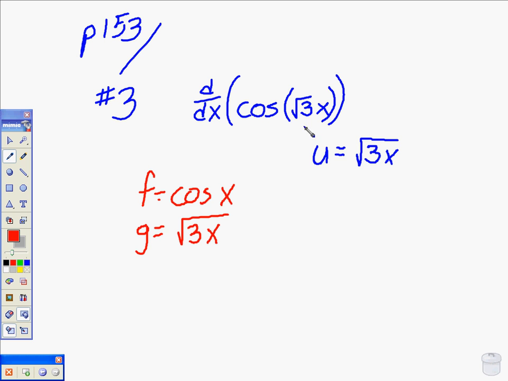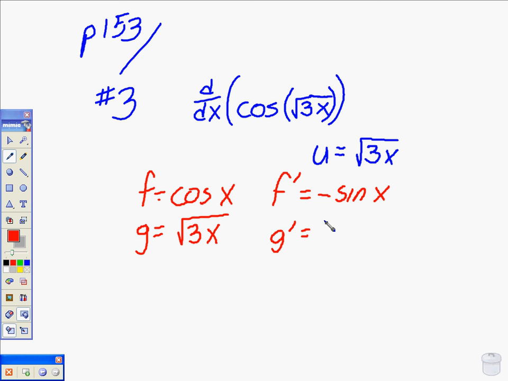So let's pretend for a second that they want the problem to be that. u should be the square root of 3x, where the x is inside the square root, and we're taking the cosine of that square root. Then f prime is the derivative of cosine, negative sine, and g prime is the derivative of the square root of 3x with the x inside the square root.